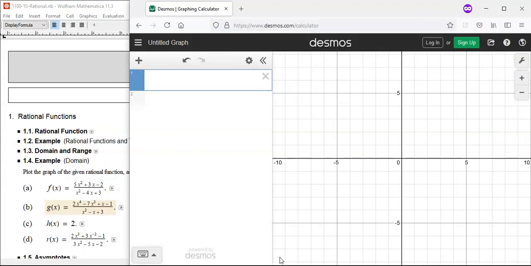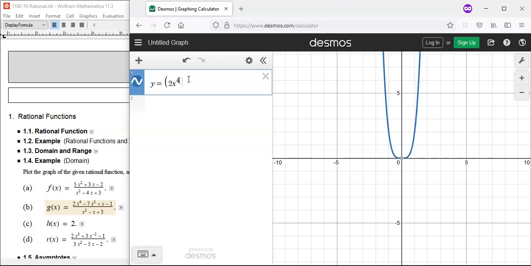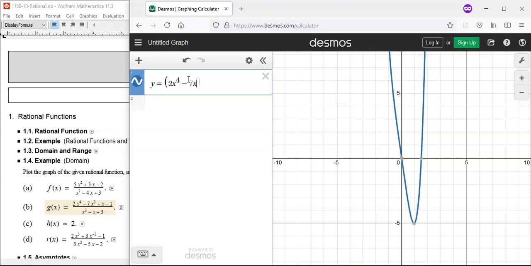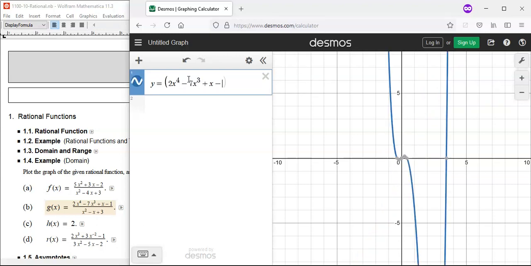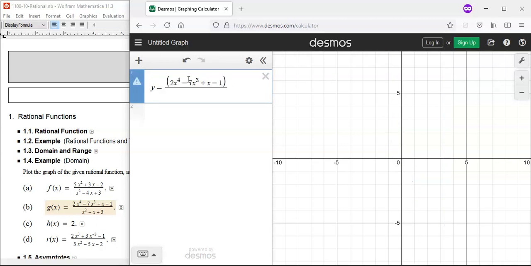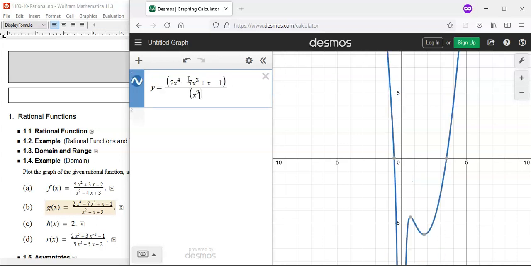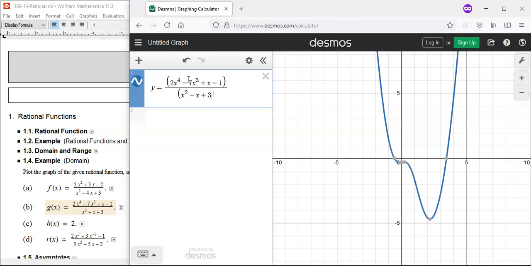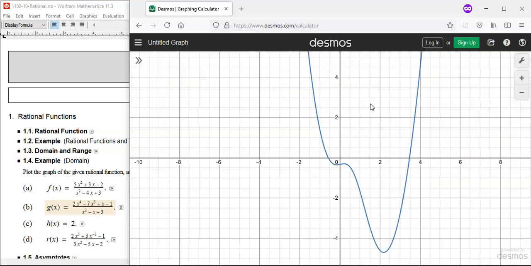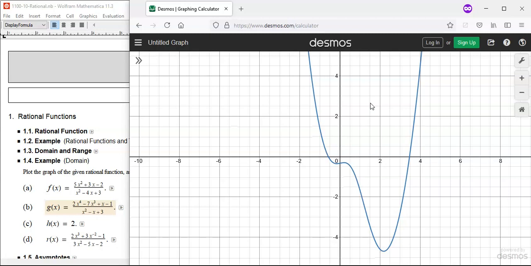Okay, here is the graphing calculator, and y equals the numerator 2x to the 4th power minus 7x to the 3rd power plus x minus 1, divided by the denominator x squared minus x plus 3. Okay, here we go. We have this graph. This is very different from the kind of graph you saw before.